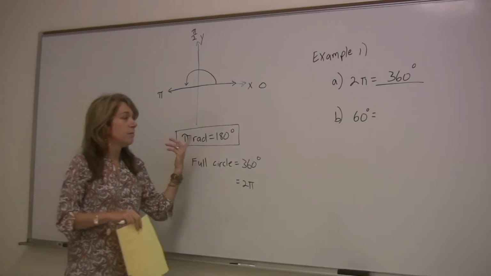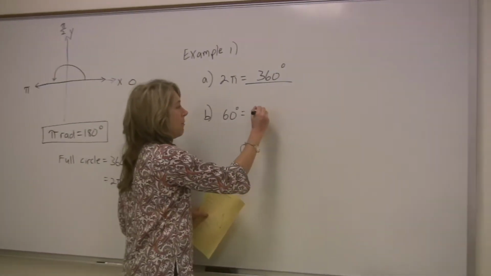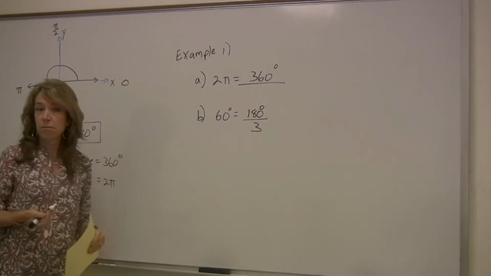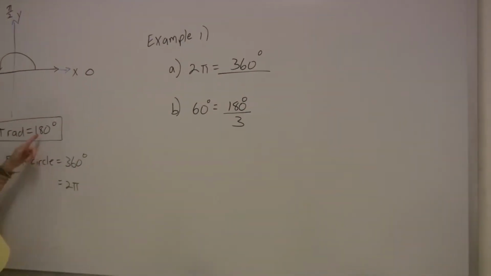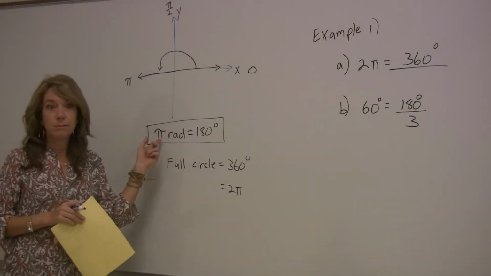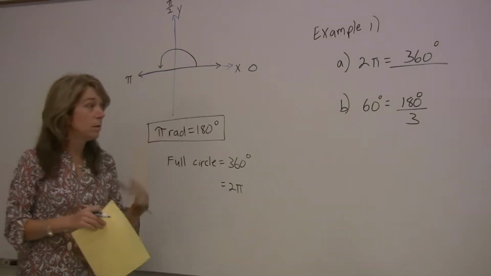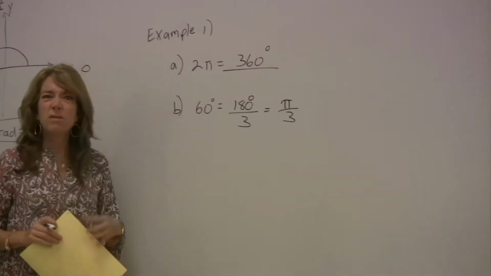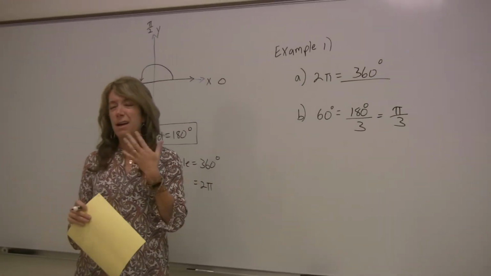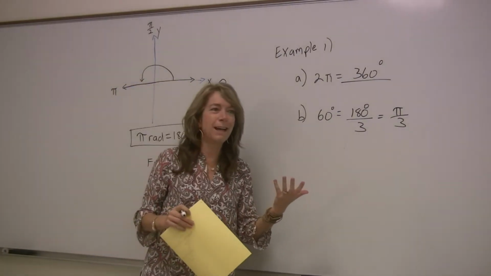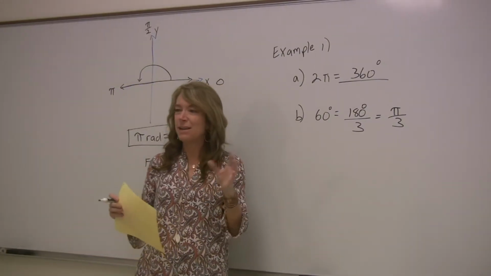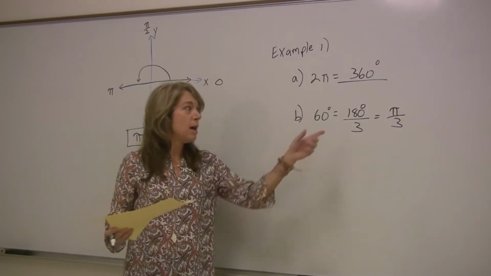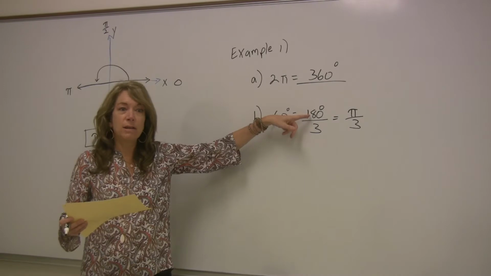60 degrees, let's compare it to 180. That's the same as 180 over 3. But what's 180? 180 is pi, so that must be pi over 3. So when you hand me an angle, at this point in my life, I think in radians already. I know that pi over 3 is 60, because you do it enough times, you memorize it. But if you hand me an angle that I don't know, I always just try to compare it to 180.